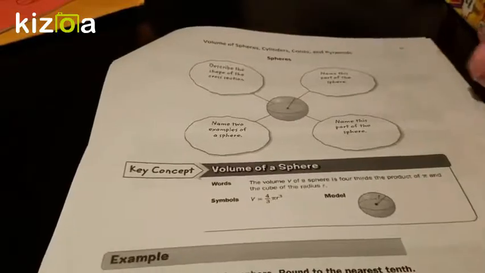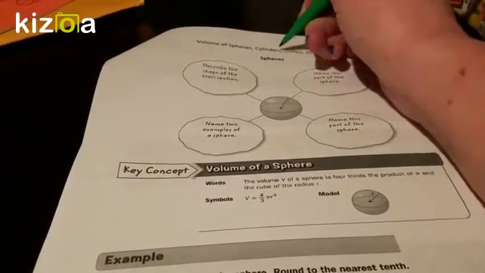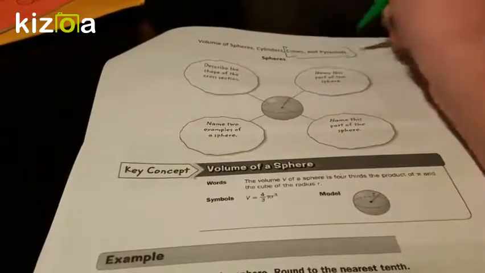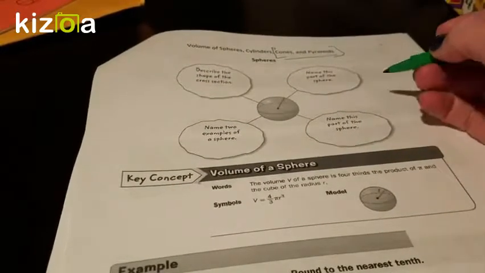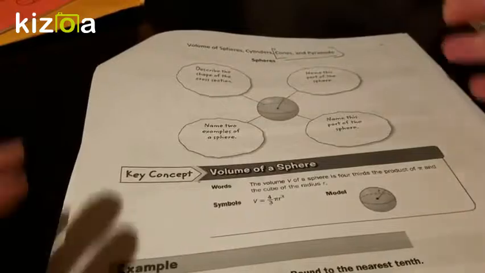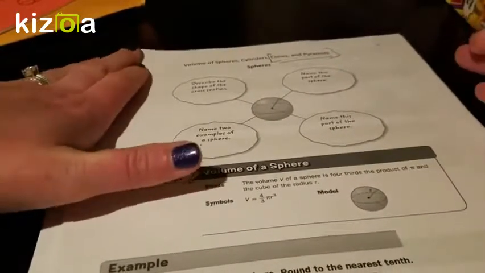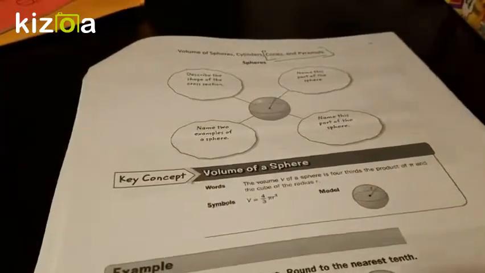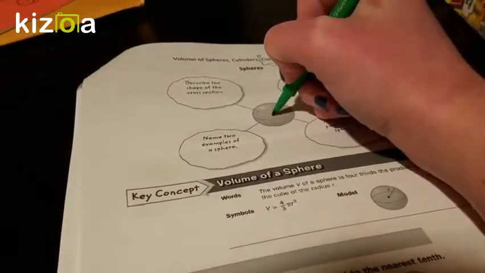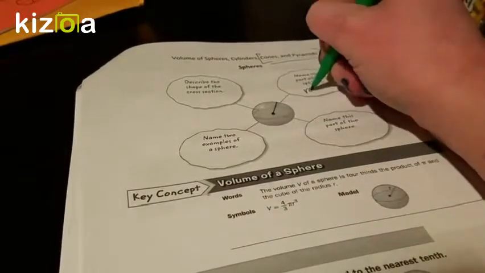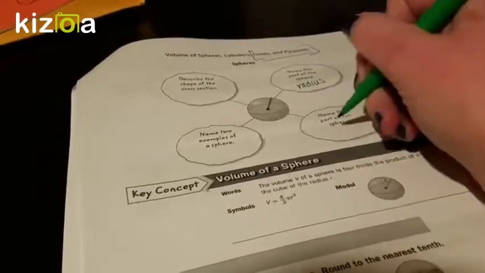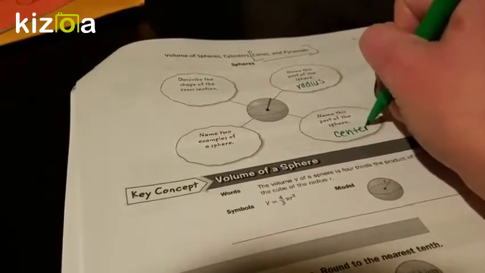This lesson is for the volume of spheres and cylinders. We're going to hold off on cones and pyramids until the next lesson. So when we talk about spheres, spheres have a lot of similar characteristics to their two-dimensional circles. This part of the sphere from the center to the outside of it is still actually called the radius. There is a center to your sphere.